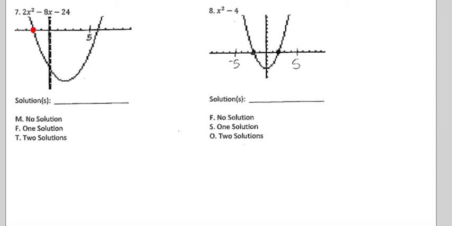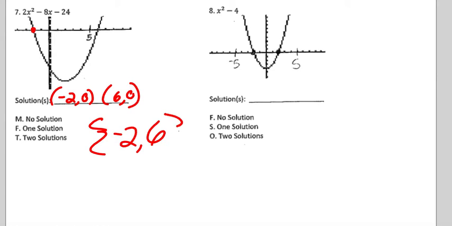Two x-intercepts right here, so that's 0. So that must be negative 2, comma 0. And then that'd be 6, comma 0. You can also write your two solutions with fancy pants brackets to let me know that it's not a coordinate pair. So you can also write it that way if you want.